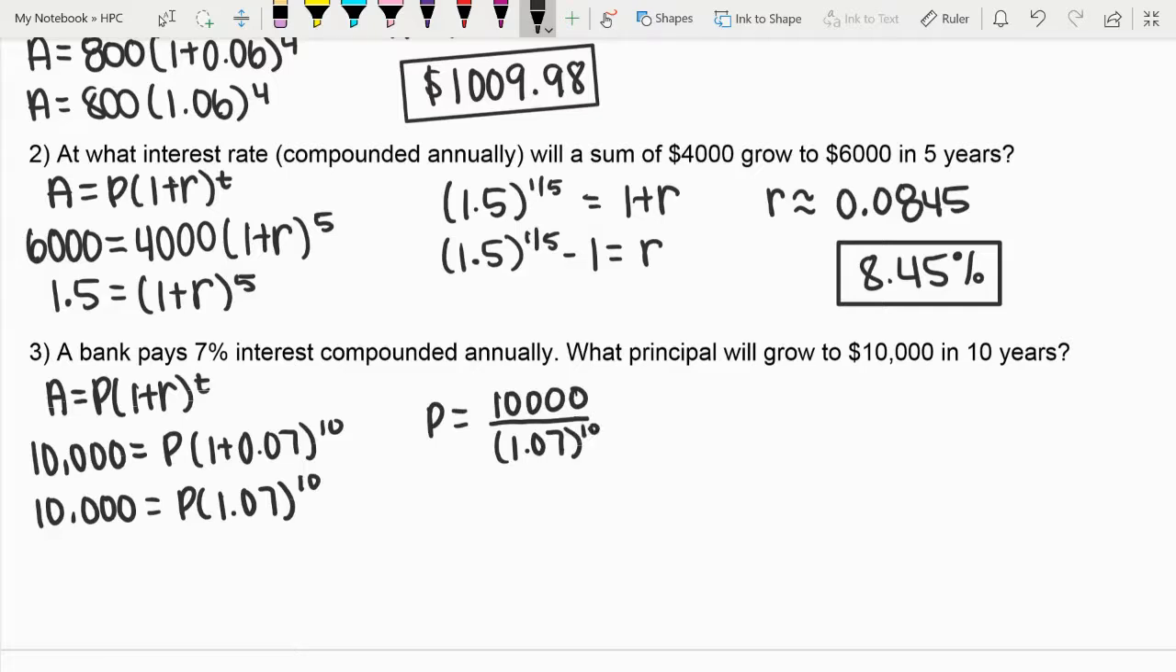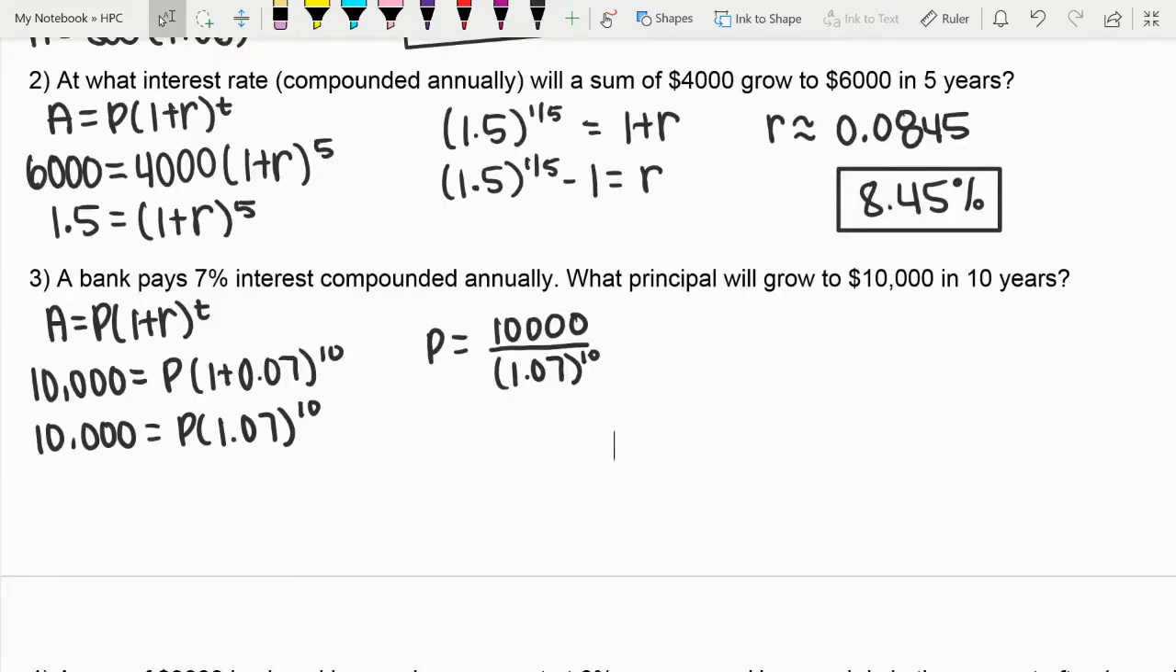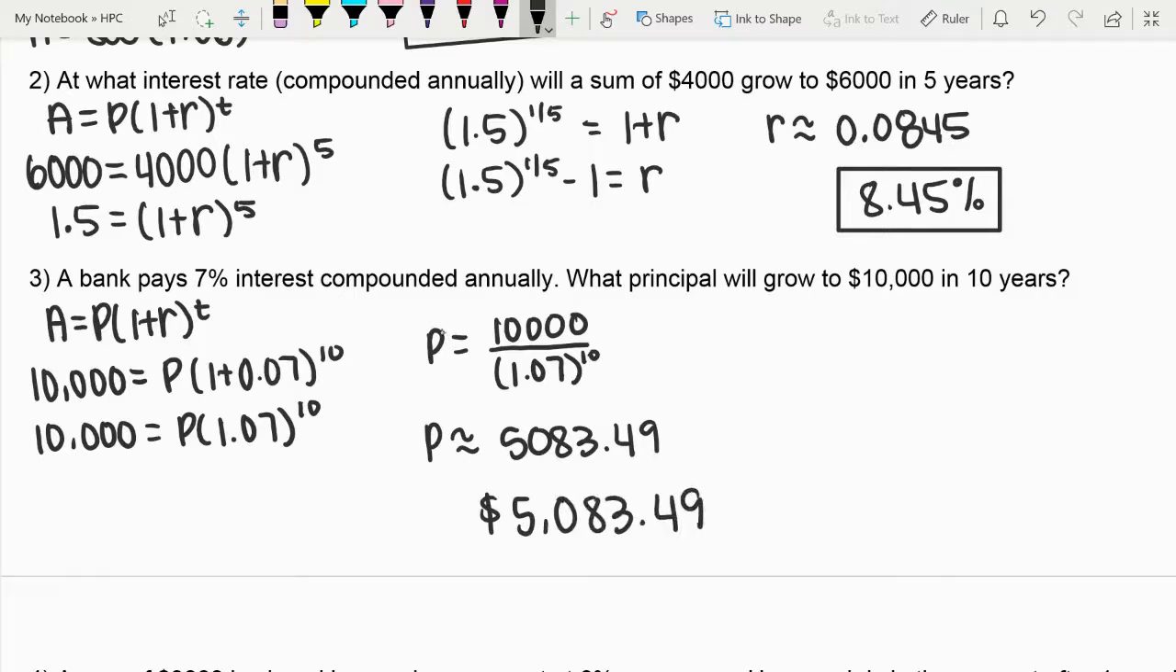So go ahead and pause the video, type that into your calculator, and let us know what you got for P. Okay, so you should have gotten P is approximately $5,083.49. So our principal amount, $5,083.49.